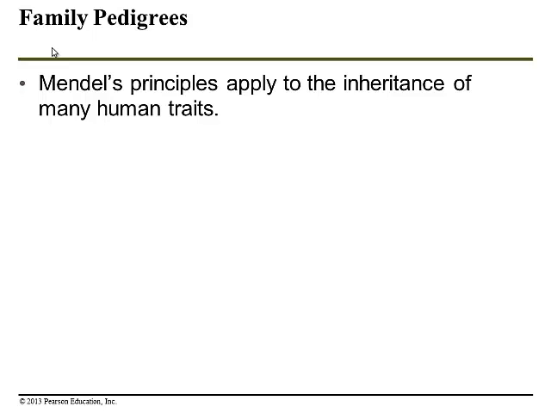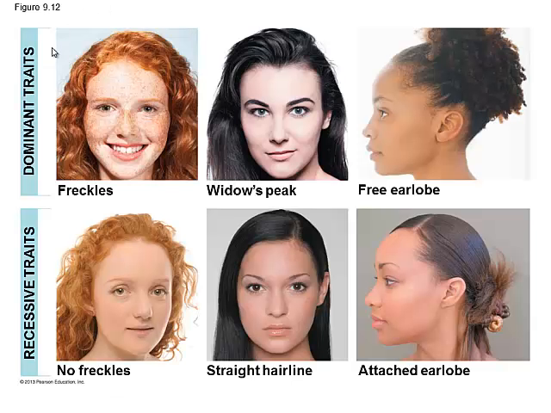So pedigrees, what our families look like, all of our different traits. Mendel's principles apply to the inheritance of human traits. Because we have so many different traits, sometimes it's difficult to pull them out to look at our pedigrees. But this is when we look at our family tree. So he pulled out some different traits, things like freckles.